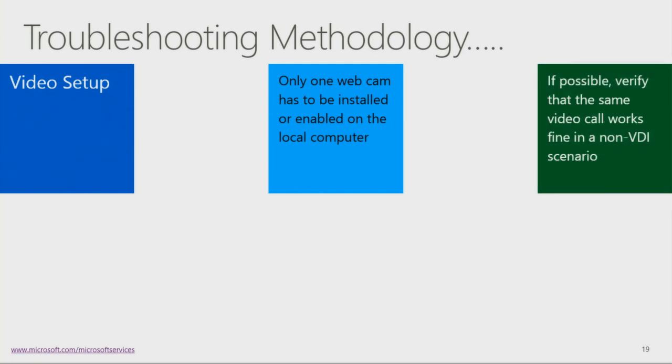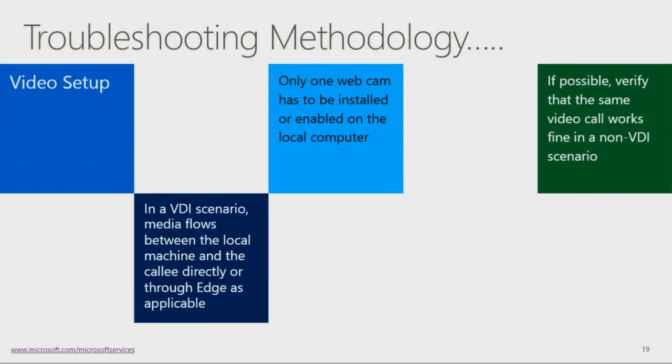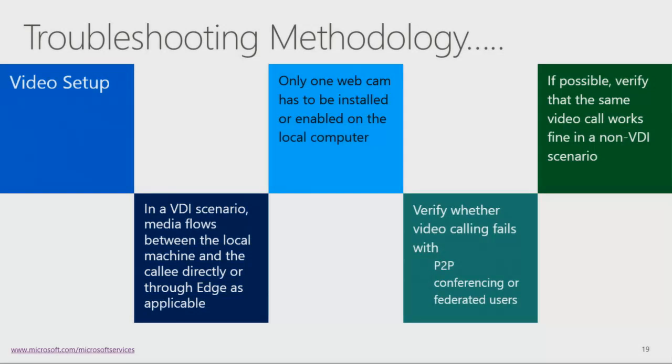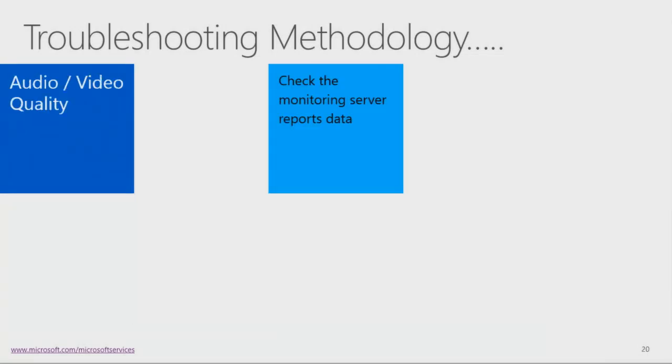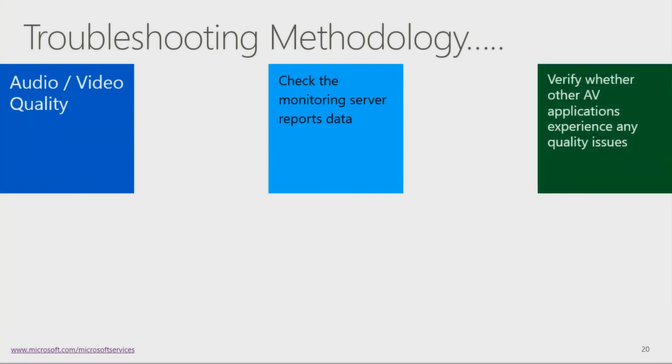Again, the same thing as video, just make sure that this scenario also works, or verify that it works in a non-VDI scenario. It's similar for voice as well. Check the candidates. For voice and video, it's still similar. And for video, check if it's peer-to-peer or if it's going through conferencing or federated, because the paths would be different. For audio-video quality, always start with the monitoring server data, even though it's VDI. The server will also have the reports for that, because the media is flowing from the local machine.